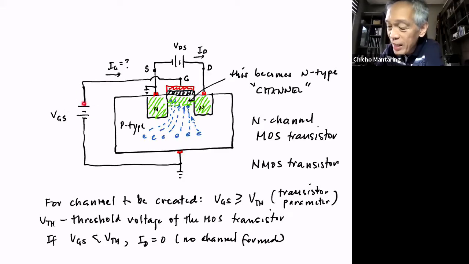In other words, if this is DC, if you're applying a DC gate to source voltage, then the DC component of the current will always be 0. That's not true with AC. You're going to learn that later on. There's such a thing as displacement current when you apply AC. But in terms of DC, I sub G will be 0.